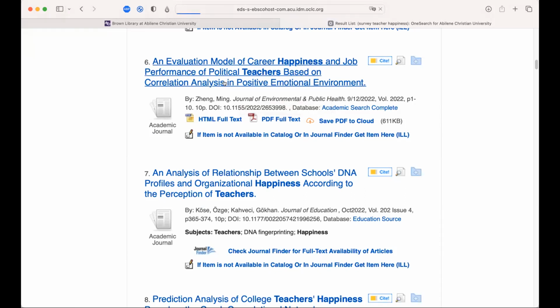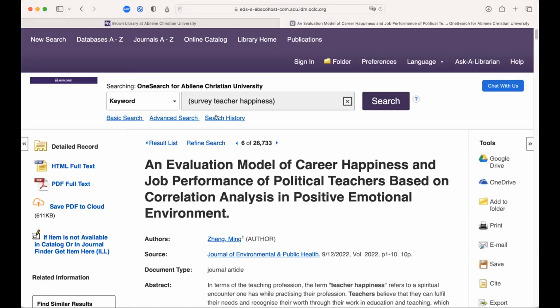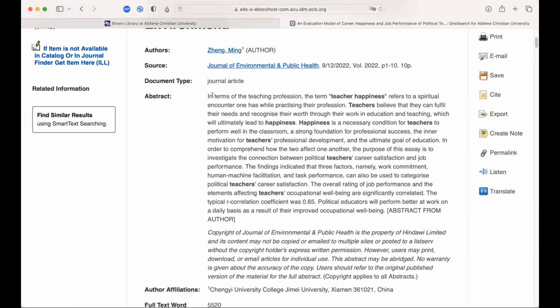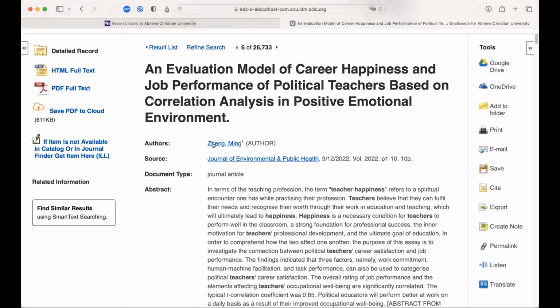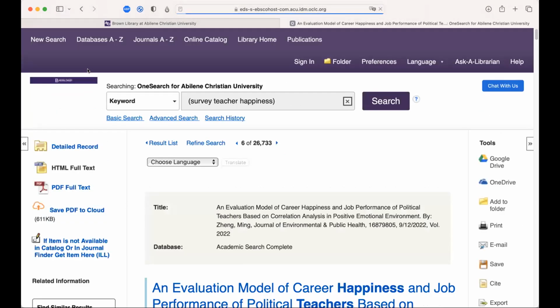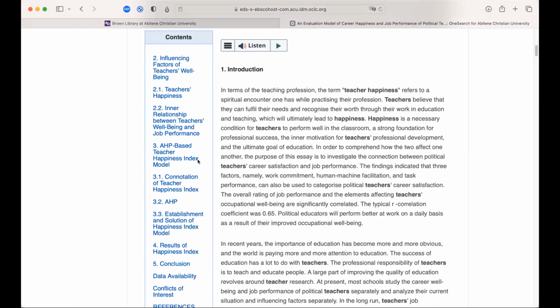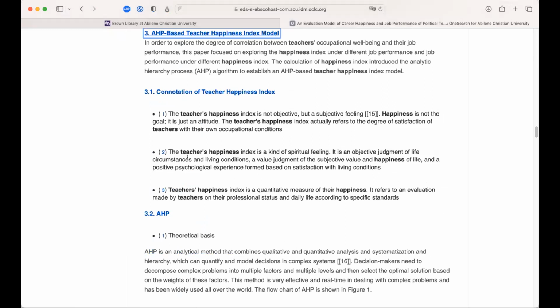So I'm going to open up the entry here and take a look at the abstract to see what they tell me about how they did this. They identified 3 things, and they're talking about running statistical analysis, about their R correlation coefficient. So that looks like they did some sort of survey to collect data. Now I'm going to open this up and see what they used here.